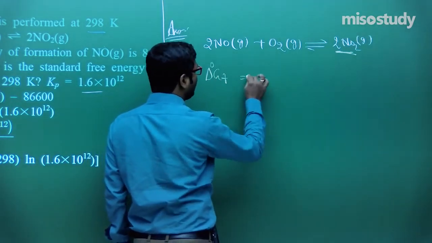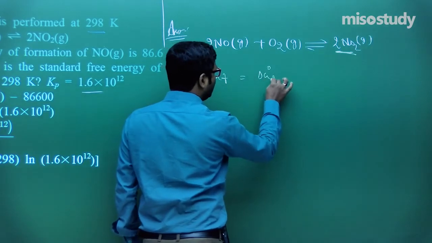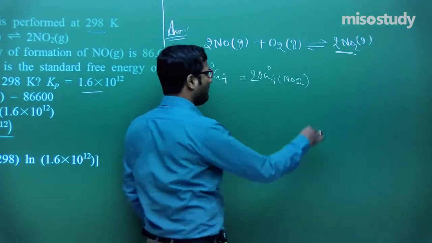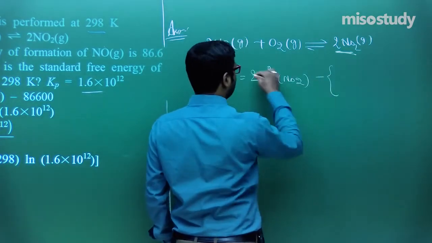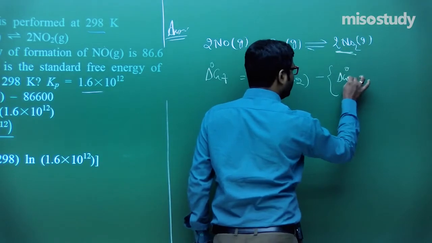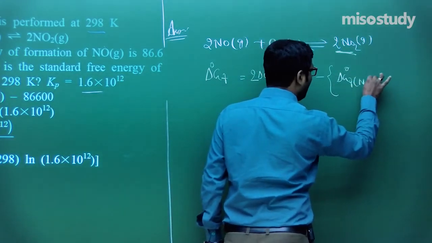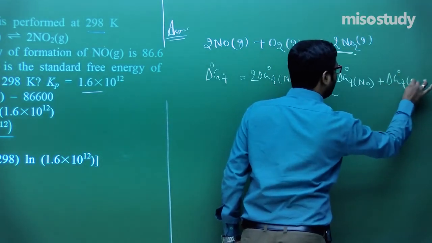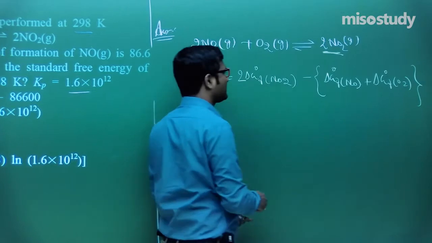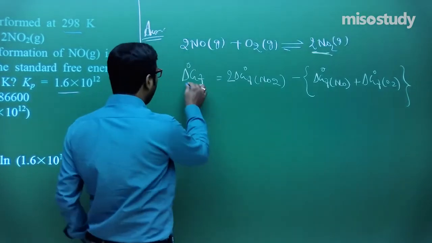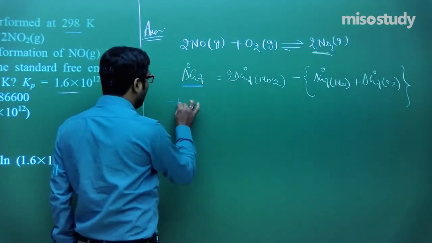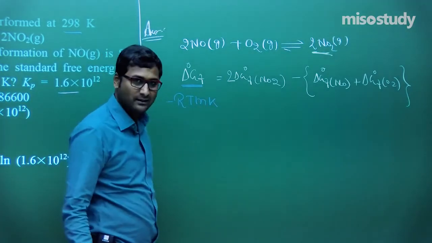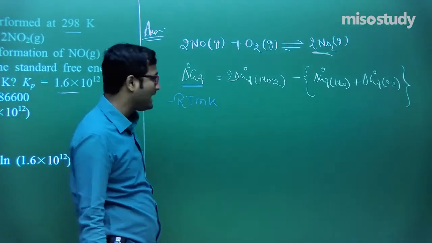Delta GF is equal to 2 delta G formation of NO2, clear to you, minus 2 delta G formation of NO plus delta G formation of O2. This is the standard expression. Clear? As we all know, delta G is equal to minus RT ln K. Remember this? Delta G is equal to minus RT ln K.